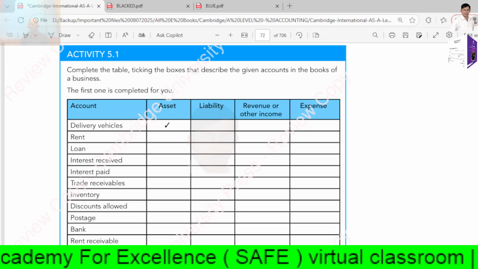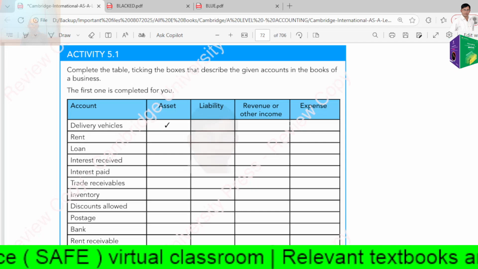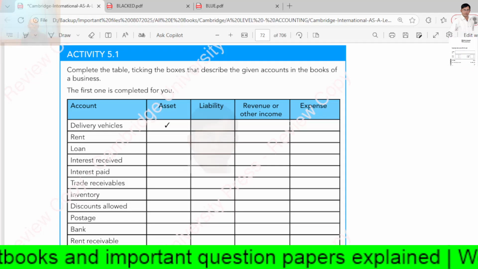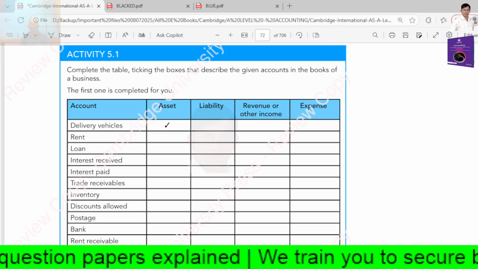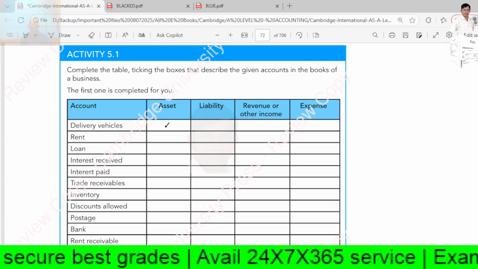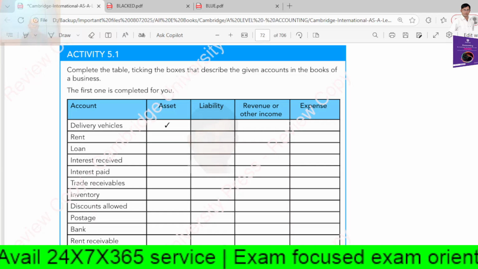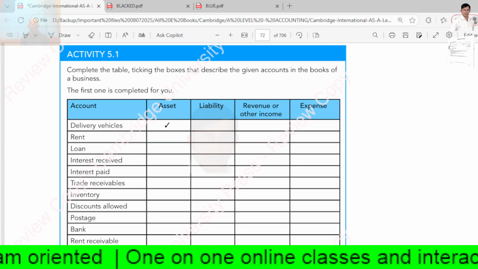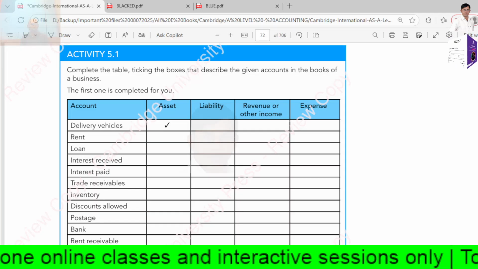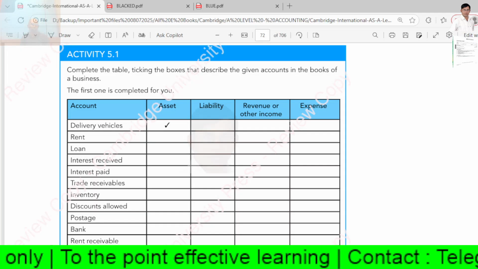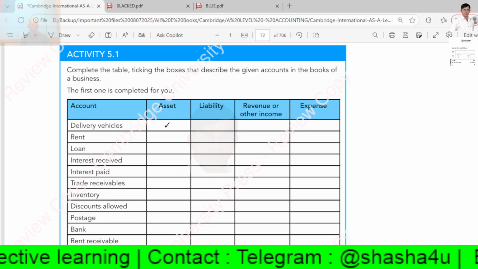Daily vehicles is an asset. So what is before this? Let us discuss what is asset, what is liability, what is revenue or income, what is expense. Asset is something you have. It is a resource controlled by an enterprise from which future benefits are expected to flow. Something you own, and something that is owed to you, is an asset. So what is liability? Liability is something you owe to some other person. So you have to pay to some other person. That is known as liability.